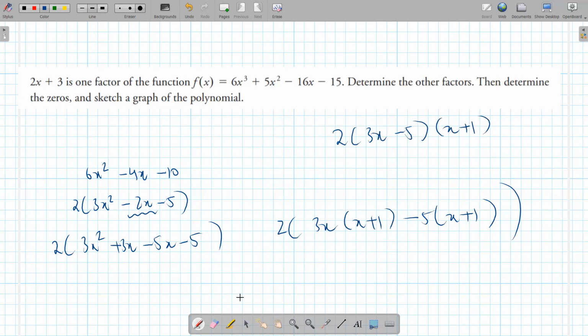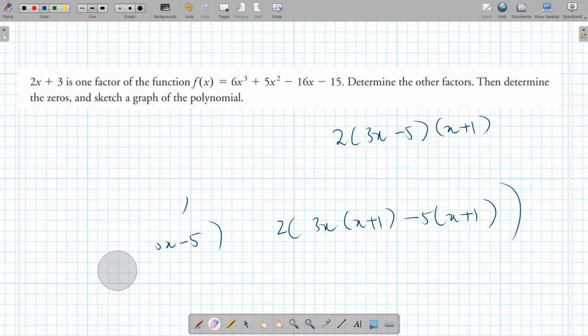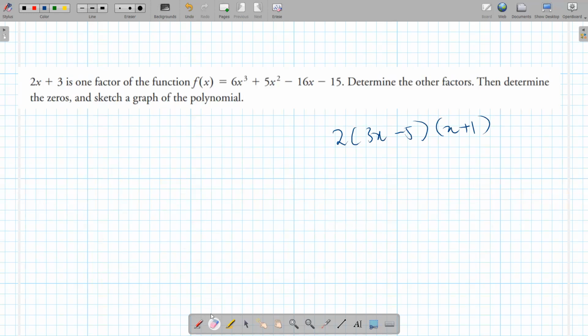Okay? This is a quadratic. And remember, we need a cubic, so we just need to multiply this by 2x plus 3, the first factor. And this is the factored form of f of x. Okay, you see that? Why did you add the 2x plus 3? Because this is just the quotient, right? So I need to multiply the quotient with the divisor to get f of x. Oh, okay.